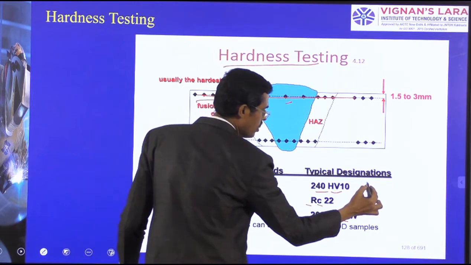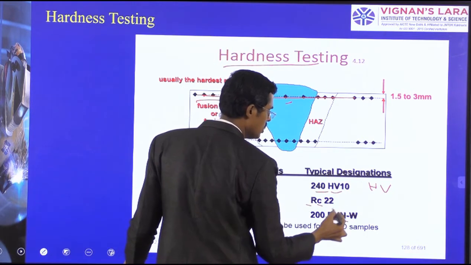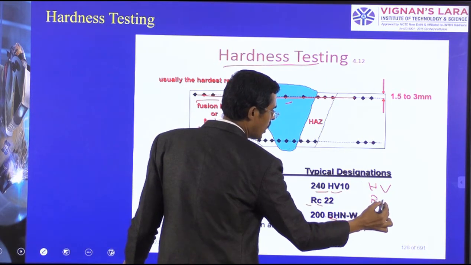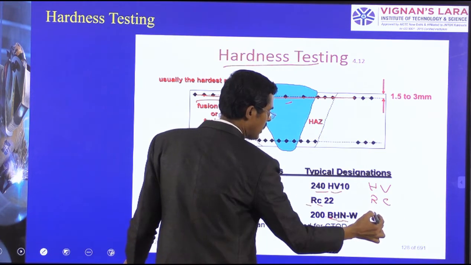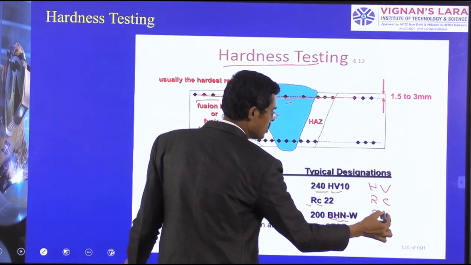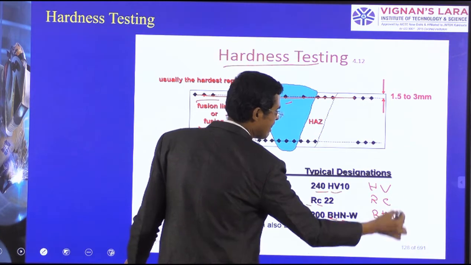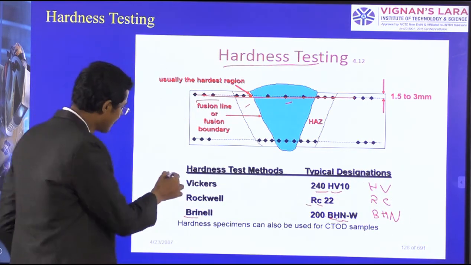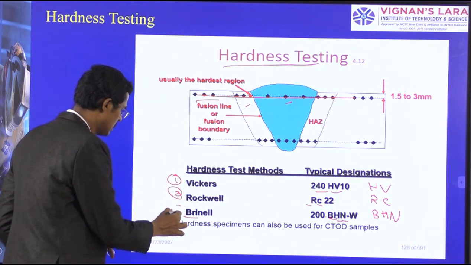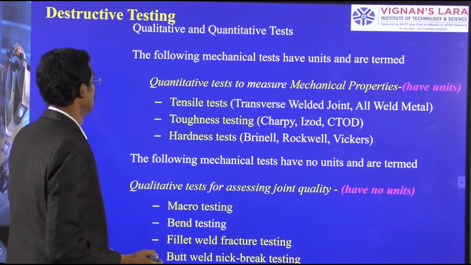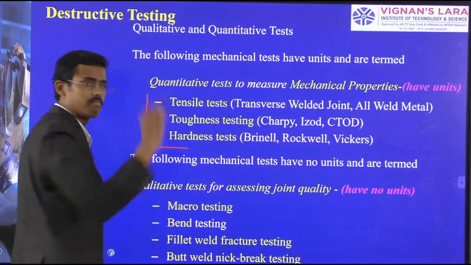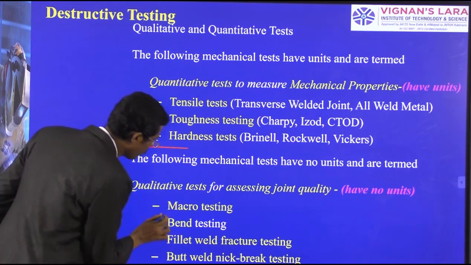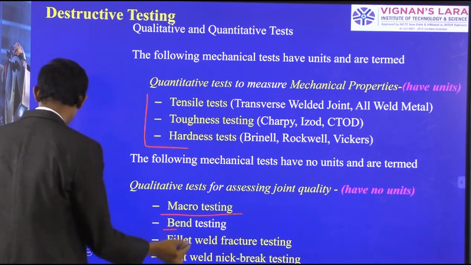This is HV, Hardness Vickers. This is Rockwell hardness C scale, and this is Brinell hardness number. So likewise we can understand the various types of hardness test. As of now we have seen these three. Now we see the macro testing process, and the bending and fillet tests.